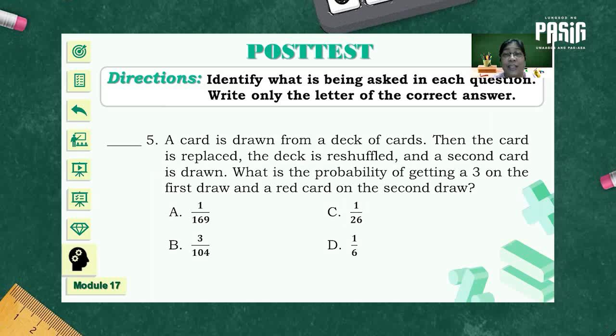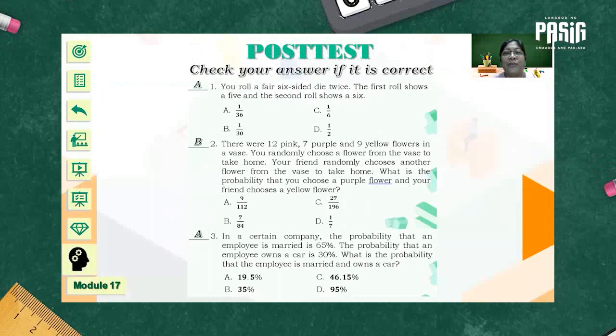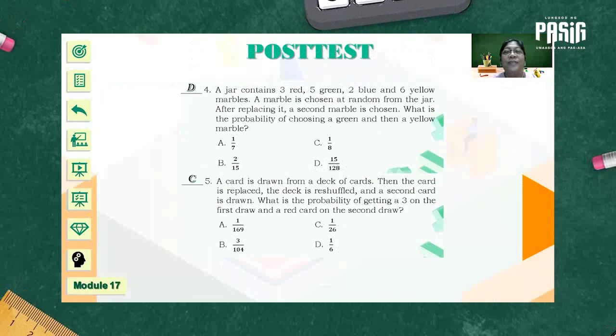I'm hoping that you get a perfect score. Let's check. Numbers 1, 2, and 3. Number 4 and 5. Good job if you did. You are now ready.